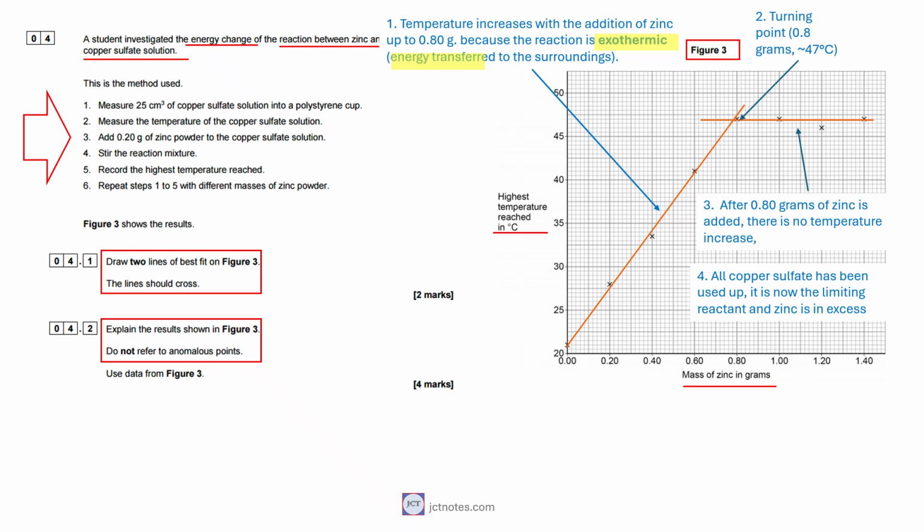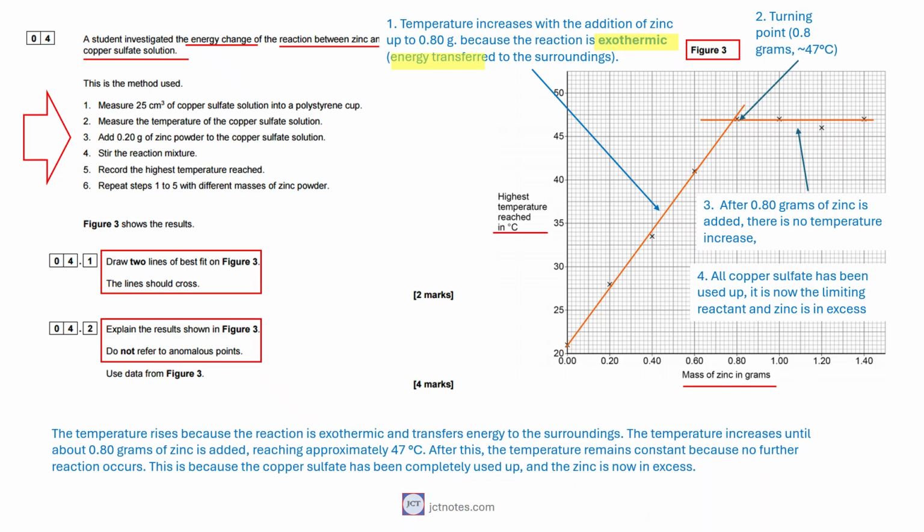Point 4. Explain why the reaction stopped. This is because all the copper sulfate solution has been completely used up. At this stage, the zinc is now in excess, and the copper sulfate was the limiting reactant that ran out. So, a concise answer that would score all 4 marks is: the temperature rises because the reaction is exothermic and transfers energy to the surroundings.